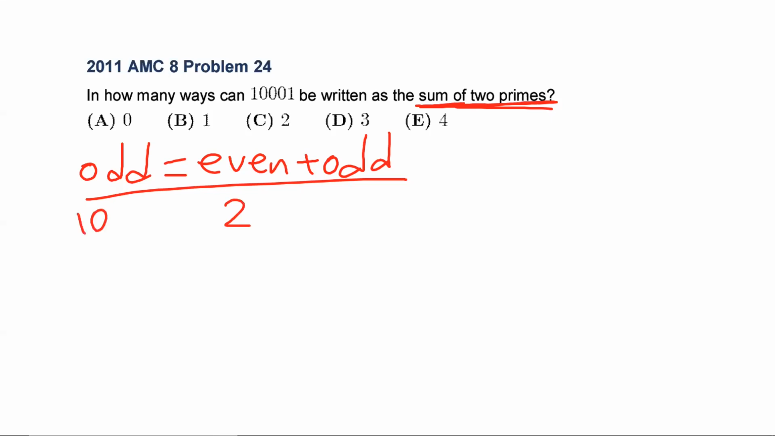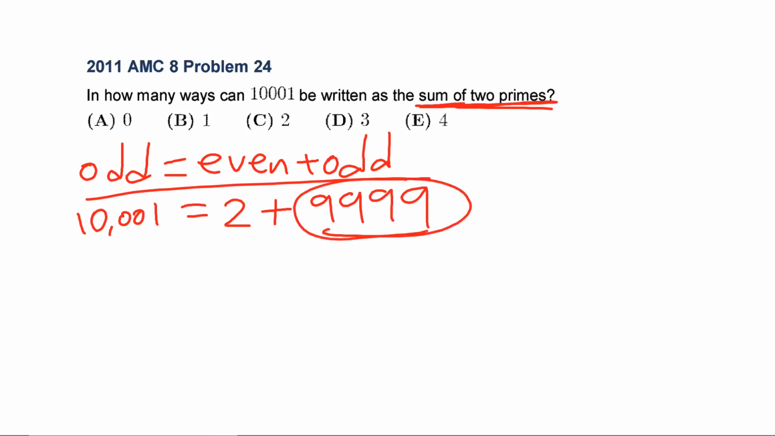And since this is 10,001, that would mean that the other number in this equation would have to be 9999, right? And note that 9999 is not a prime because it is clearly divisible by a lot of things. It's divisible by 3, it's divisible by 9, it's divisible by 1111. So we can safely say that there are 0 ways to do this. So that was kind of an easy problem.